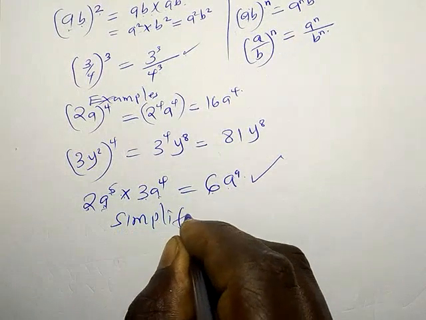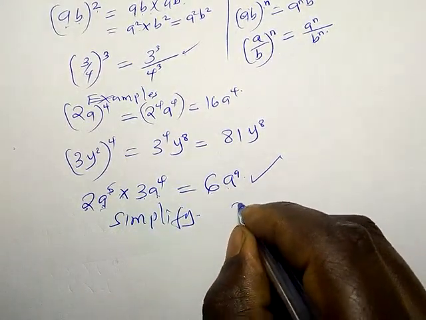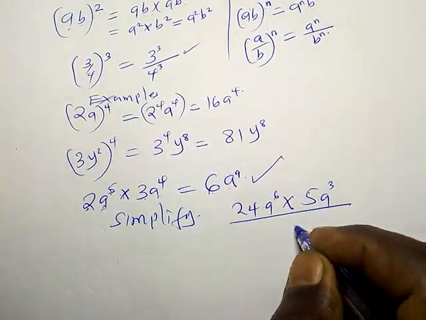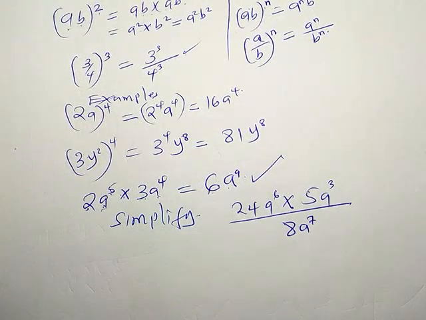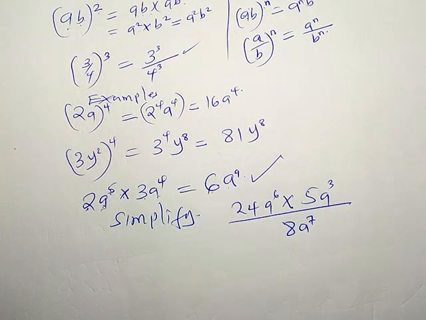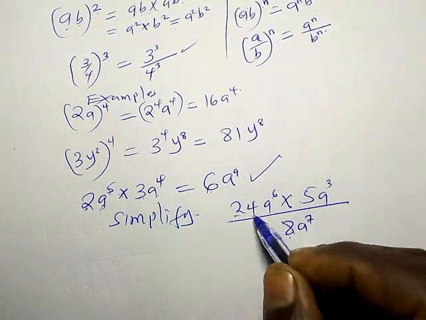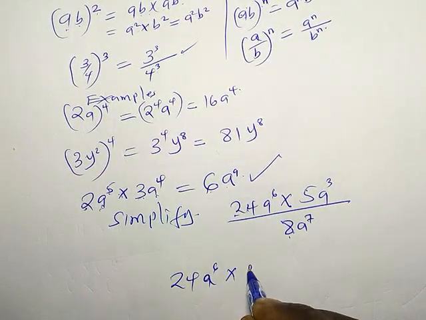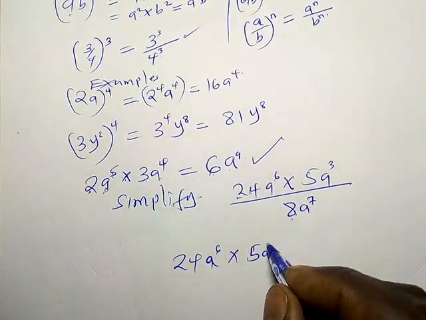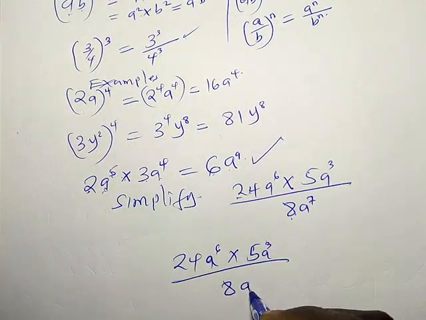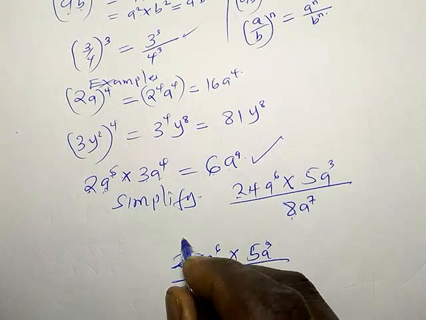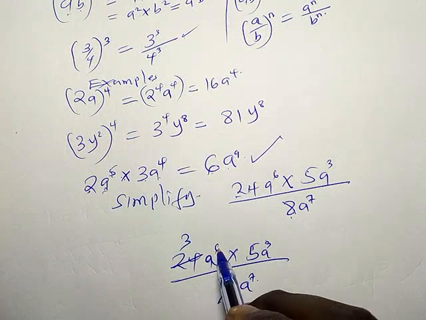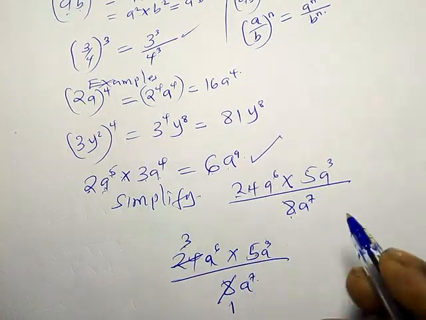Simplify the following: 24a^6 times 5a^3 divided by 8a^7. So how do you simplify that? This is a number and this is a number, and 24 is divisible by 8. So 24a^6 times 5a^3 divided by 8a^7. Here we had 3 a's, now we have 7 a's.